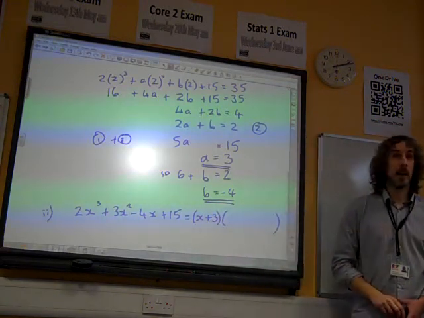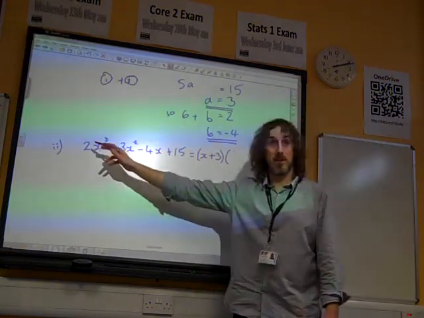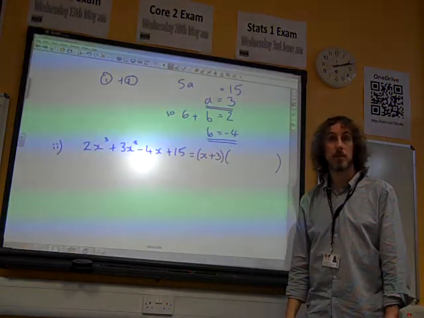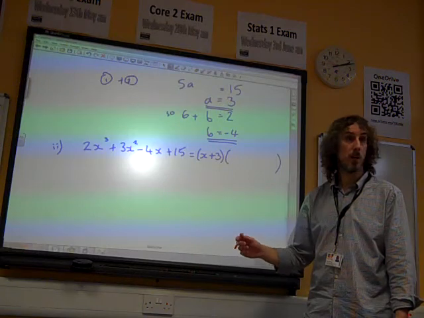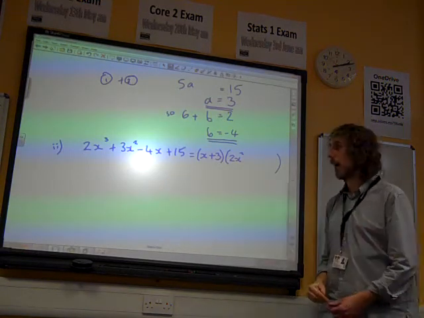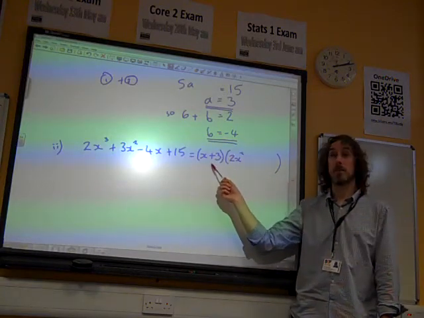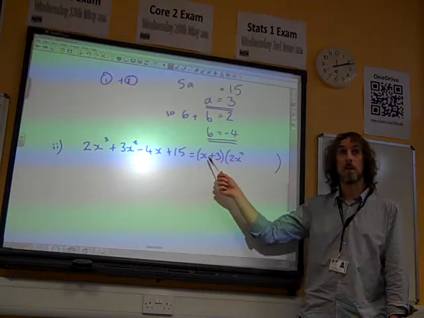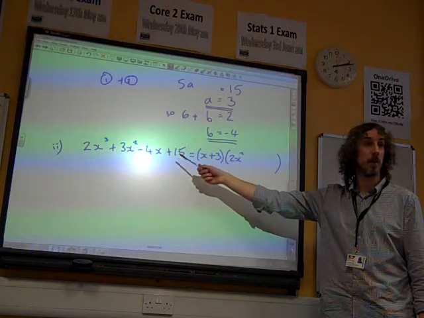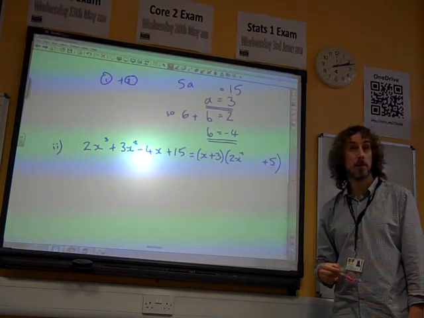So if we're thinking of this now, to get the 2x cubed, we need to think, what do we multiply the x by? 2x squared. Let's keep this as simple as we can. We know that x plus 3 is a factor, because the question told us that. So the term at the end must be 3 times something to give us 15. Must be 5.